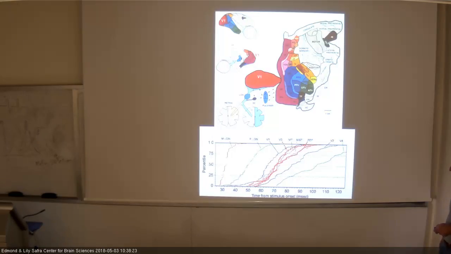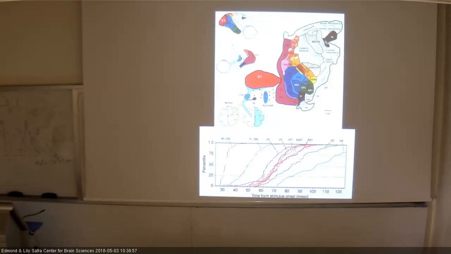Next is V1. You see that it's increasing. It's like a cumulative Gaussian, because typically, if you look at the 50% point, that's the time at which the cells are now active. Some start early, some start late, but this is the integral of a Gaussian. In the parvo, it would be maybe 45 milliseconds before the average cell starts to fire. And here's V1.